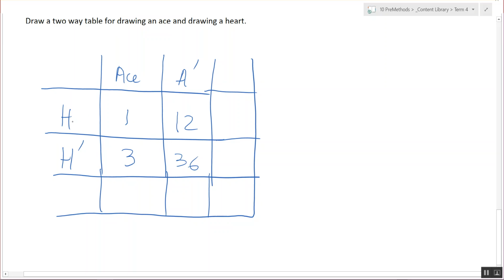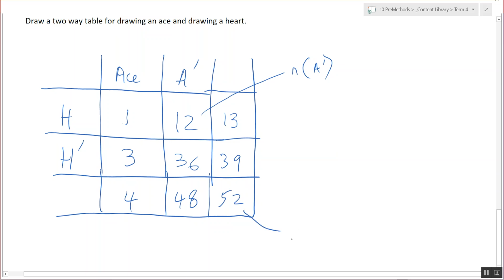So now, these numbers represent, have you seen this before? N of A dash. So that represents the number of A dash. Okay? So this, we add the rows together, so that's 13. Alright, so there's 13 hearts. We add these, there's 4 aces. There's 39 non-hearts, and there's 48 non-aces.